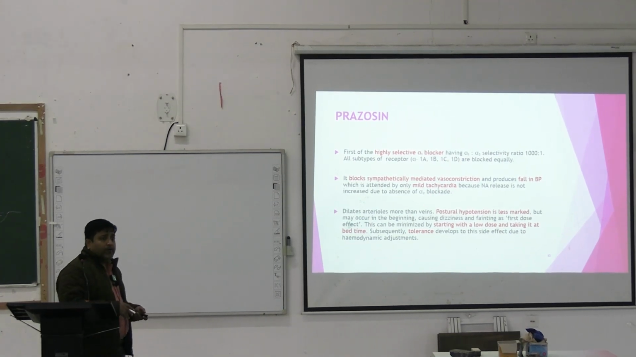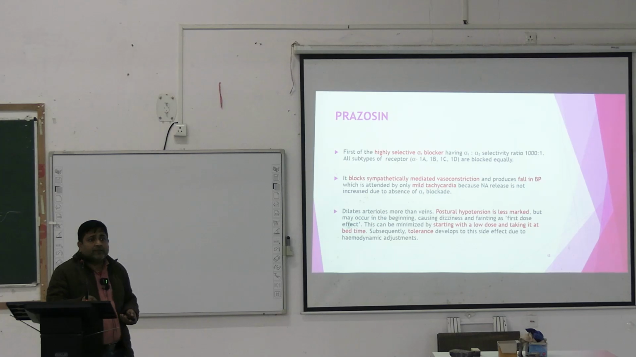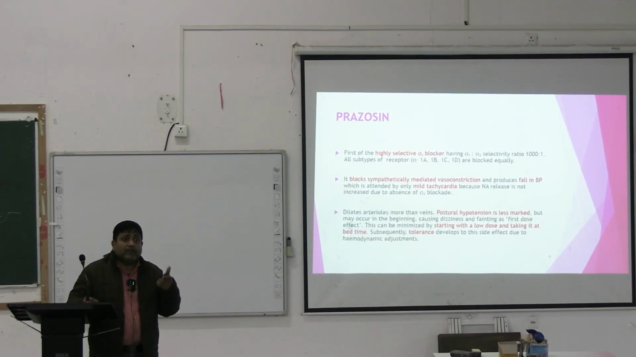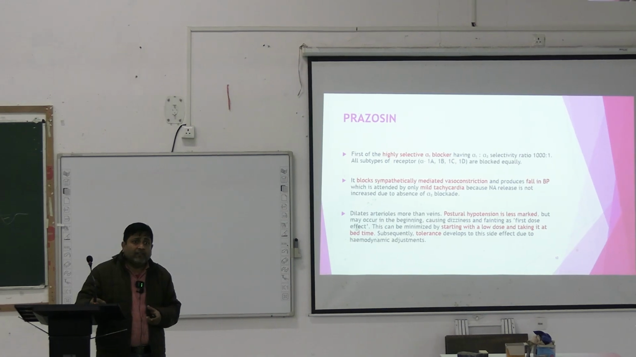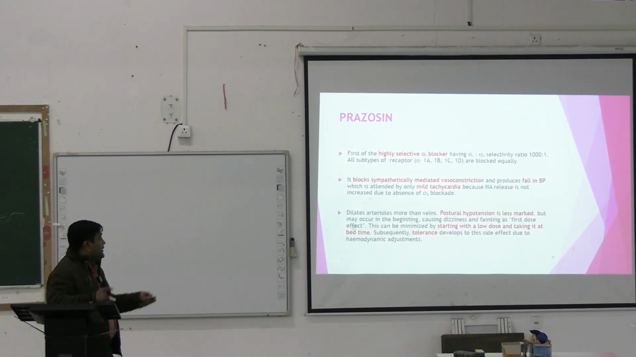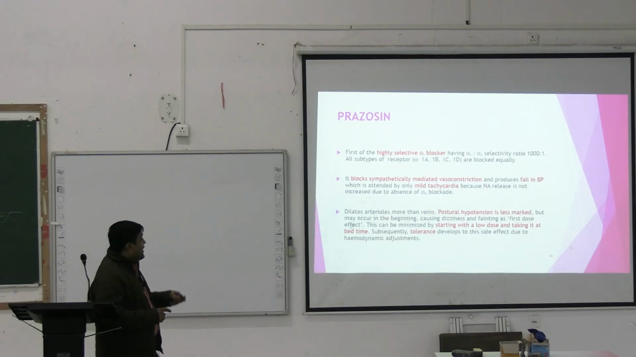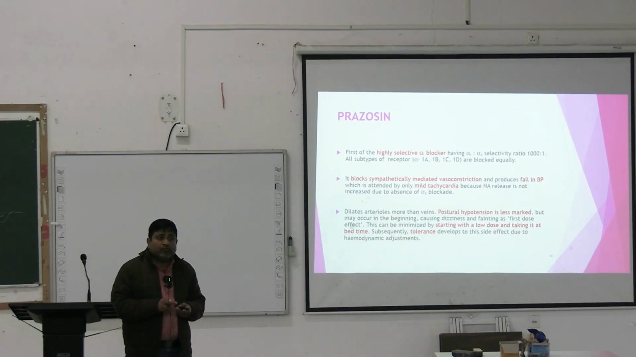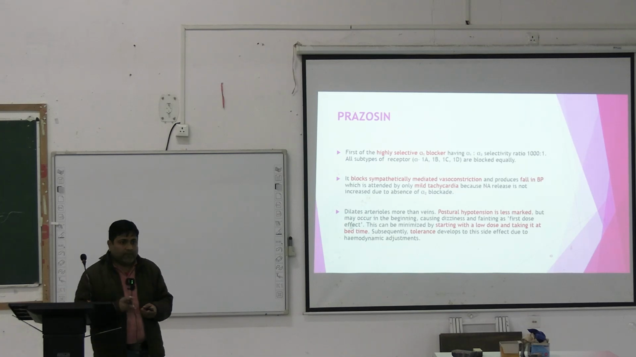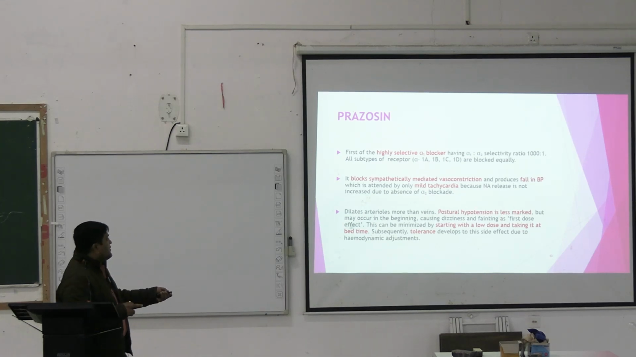Why? Because এটা কিন্তু alpha 2 receptor কে block করছে না. So it is not hampering the catecholamine release from the prejunctional neuron. So the tachycardia is mild. It dilates arterioles more than veins. So postural hypotension is less marked compared to phenoxybenzamine. Postural hypotension is less marked but can occur in the beginning.